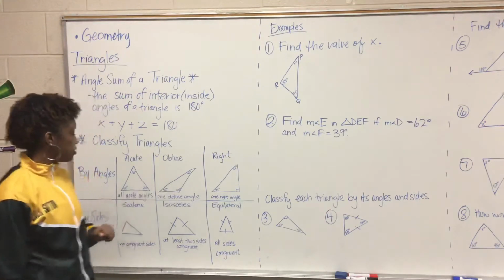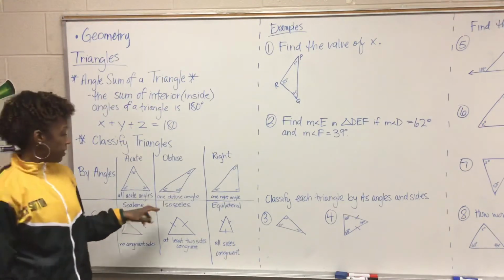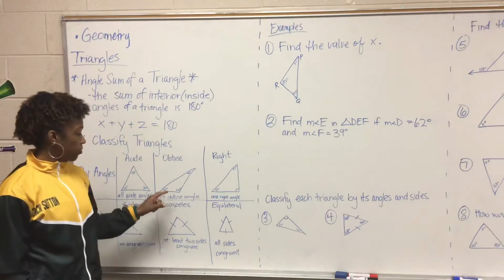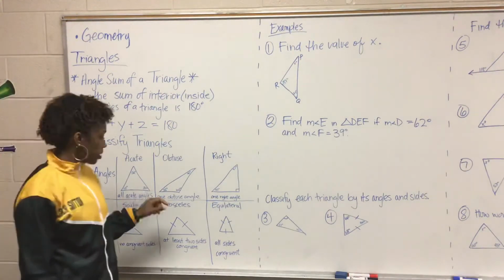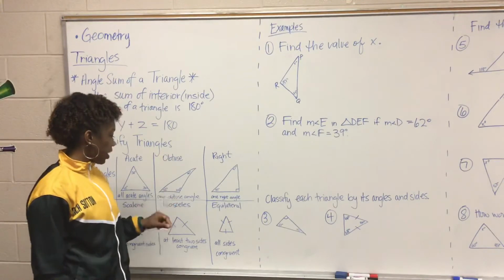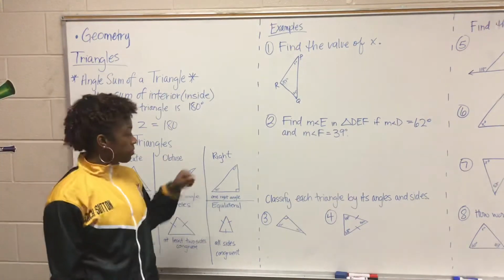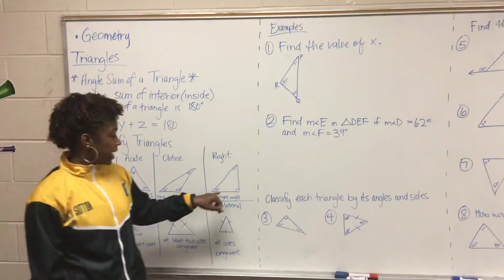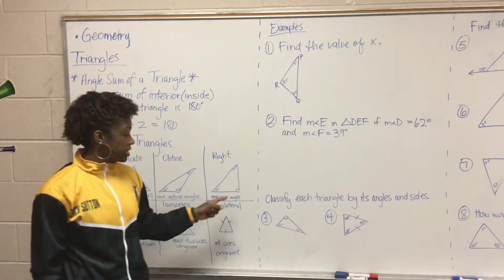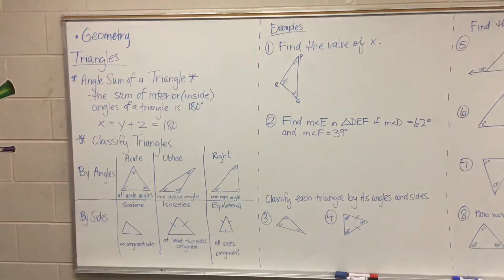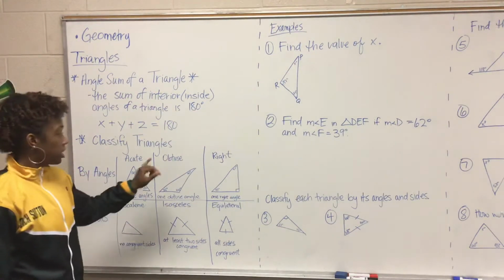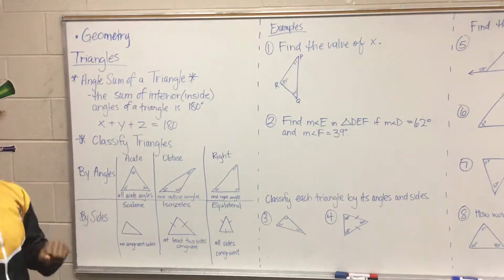Then you have an obtuse triangle. There is one obtuse angle within this triangle. Then you have the right triangle. One of the angles is a right angle. Now you do not see 90 degrees here, but the right angle box means the same exact thing. So you have an acute triangle, obtuse triangle, and a right triangle.